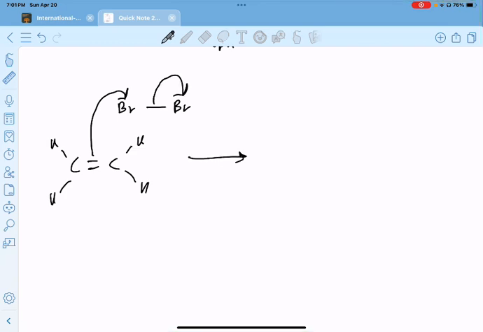What do we form here? We'll essentially form CC. I have not drawn that correctly. CC, H H, Br, H H, okay? And a positive, okay? And then we'll form a Br minus.